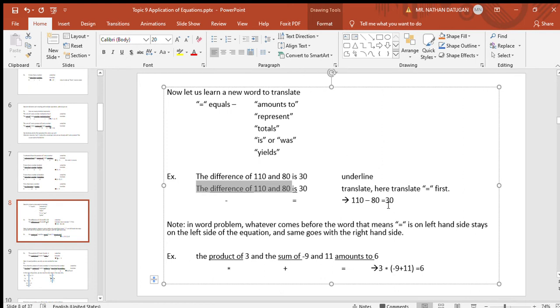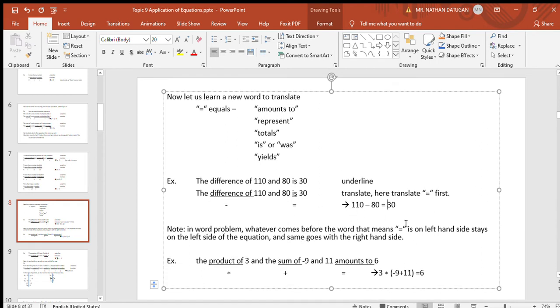Well, 30 is by itself, so just leave it as is. And is that true? 110 minus 80 is equal to 30? Yes, that's true. So you translated correctly. Again, there's no "from" and "then" here, so order is just left to right. Now let's move on. Let's make it a bit more complicated.